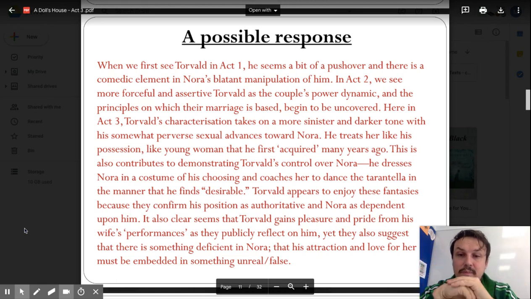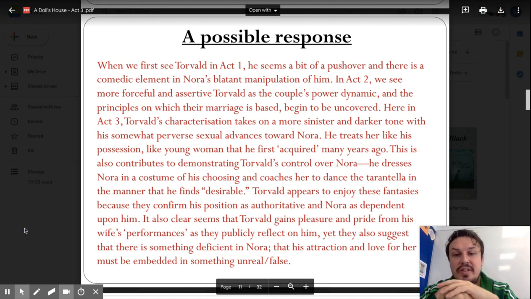All right. It's also clear that Torvald gains pleasure and pride from his wife's performance. So in this element, there's a trophy aspect to Nora's status as his wife, because they publicly reflect on him. So everyone's very proud of her dance, and that's what he wants to do, he wants to show her off.